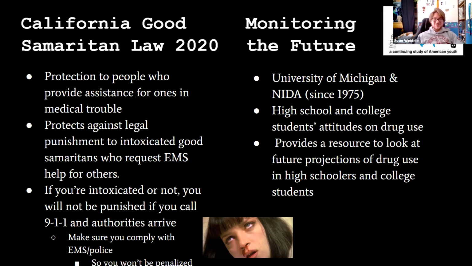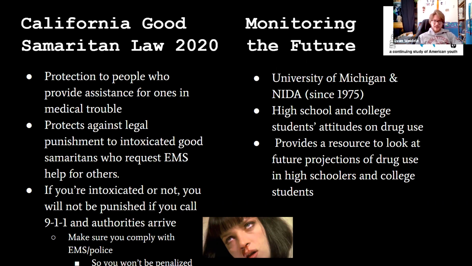The reason why it's important to know about them is just in case of an emergency situation. So, talking about the California Good Samaritan Law specifically. The Good Samaritan Law is a law to protect people for helping others in emergency situations, if they're in medical trouble. That could be if they're overdosing, or if they have even a sprained wrist or something like that, like a heart attack.